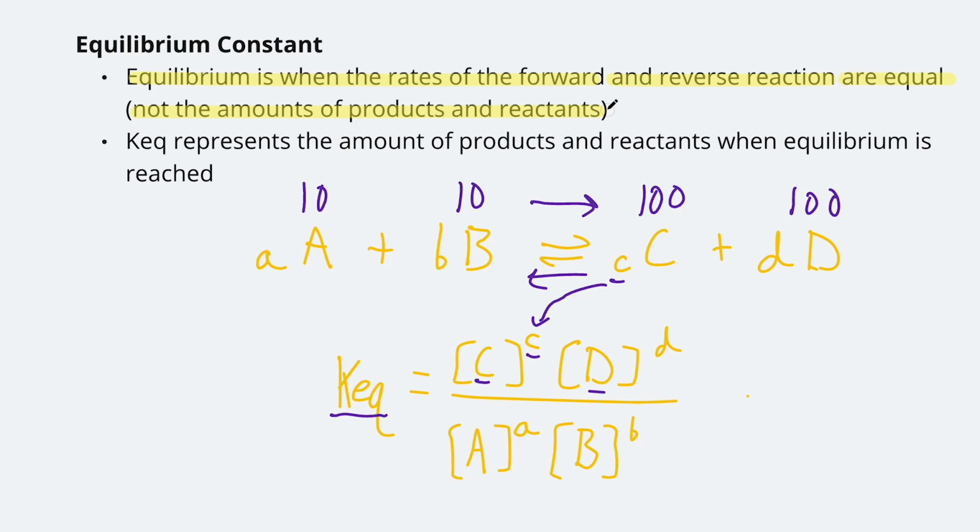We do the exact same thing for product D, and then we put that all over A raised to its coefficient and B raised to its coefficient. So whenever you hear products over reactants, this is pretty much what it's talking about most of the time.